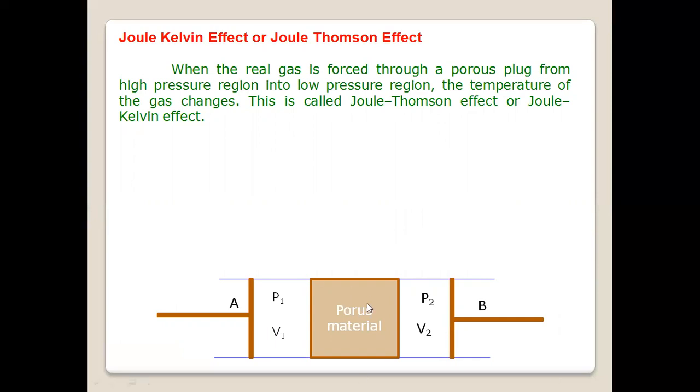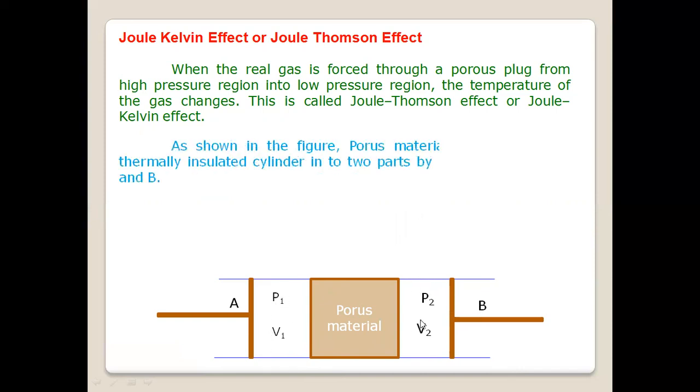You see here, this is the porous material. This is the cylinder. It is divided by this porous material into two compartments. This is compartment 1. This is compartment 2. The first compartment is filled with gas whose pressure is P1 and volume is V1, and the second compartment has pressure P2 and volume V2. This is bounded by two pistons. This is piston A, this is piston B.